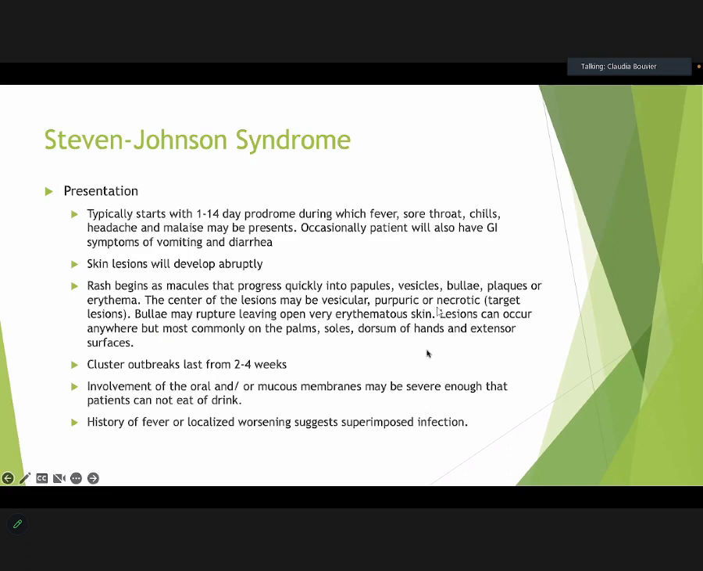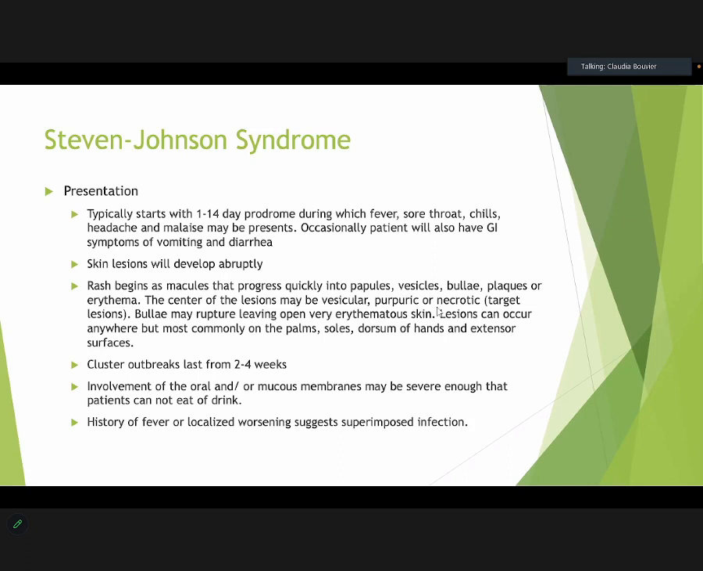The presentation of this: typically you're going to get a 1 to 14 day prodrome. Patients will complain of not feeling well for 1 to 2 weeks, of fever, sore throat, chills, headache, malaise. And again, that might be more the disease or process that brought this on. Some people will have GI manifestations like vomiting, diarrhea, abdominal pain. And then the skin lesions will come on abruptly. They usually start with a small area and then spread very quickly.